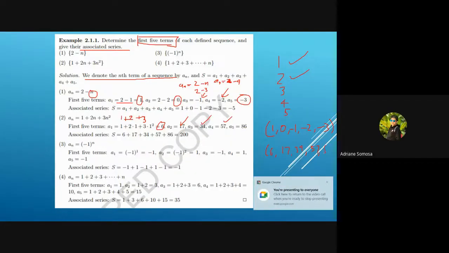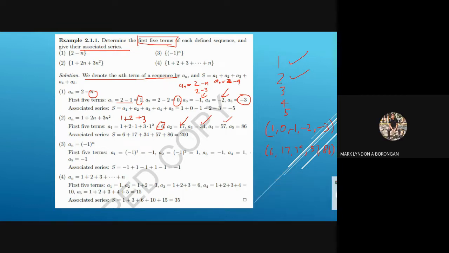Okay? 86 na siya. So guys, first it is a sequence, that is 6, 17, 34, 57, and 86. Now, to get the series, all you have to do is add them. So simple, just add them, good. When you add them, you get the answer. Okay?